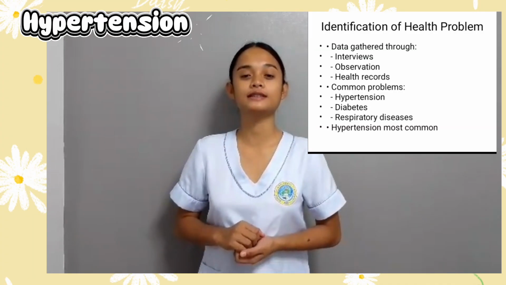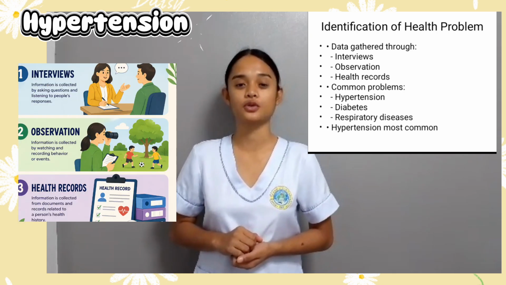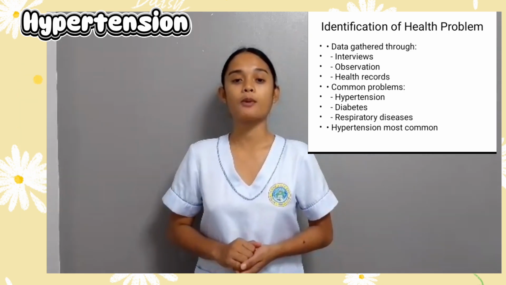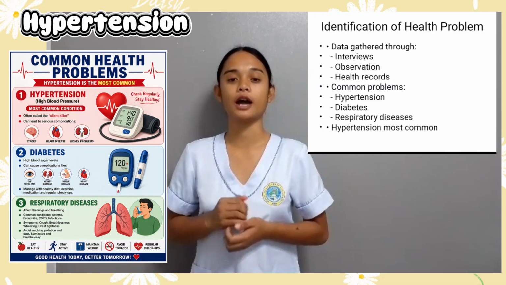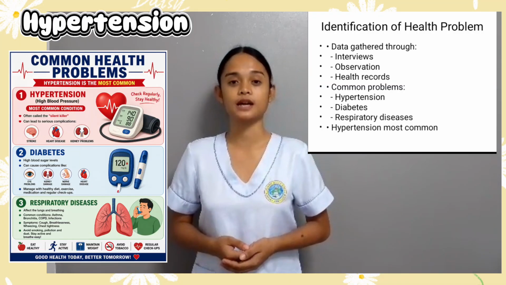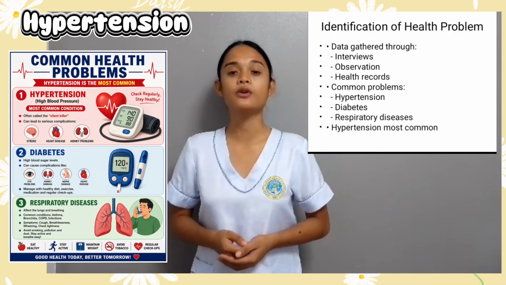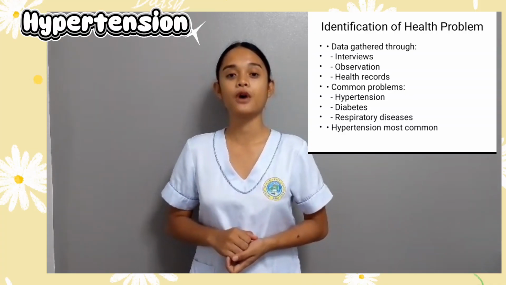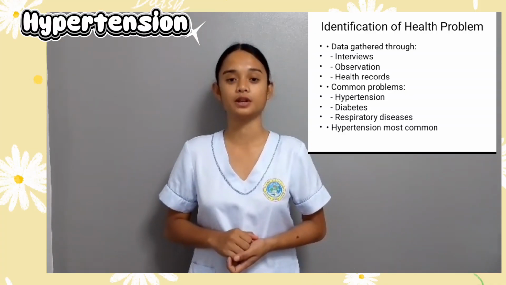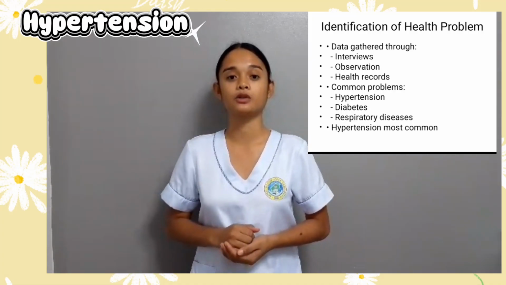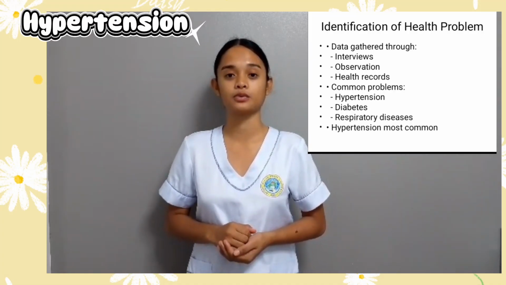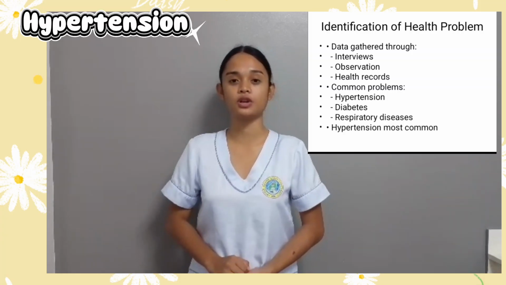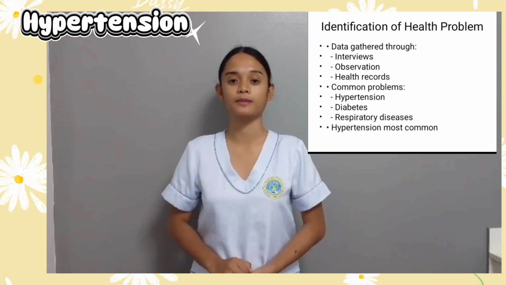In our community assessment, we gathered data through interviews, observation, and health records. The commonly identified problems are hypertension, diabetes, and respiratory problems. Among these, hypertension appeared most frequently. Many of our residents had elevated BP readings, while others were already diagnosed but not compliant with the treatment. Therefore, we selected hypertension as our priority health problem.